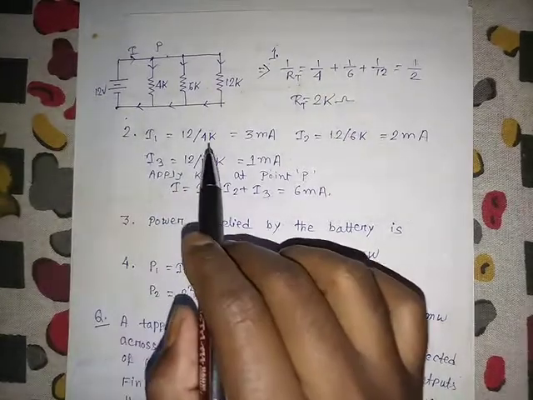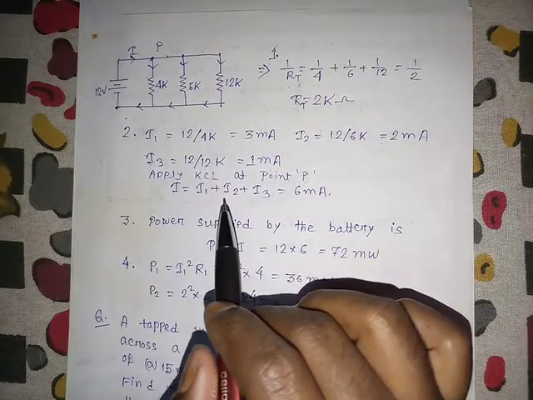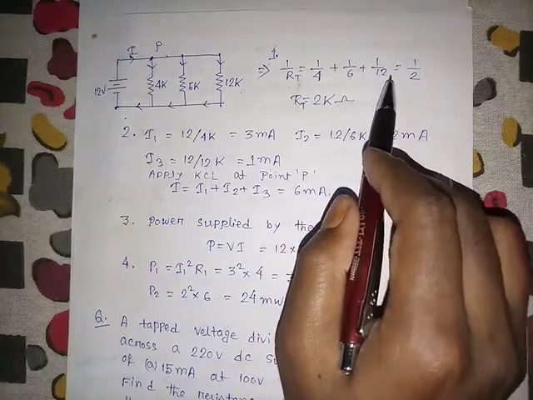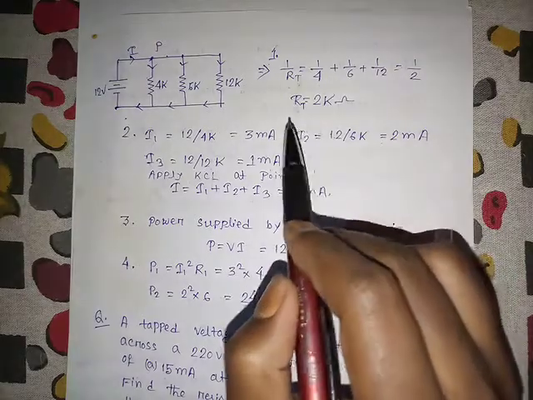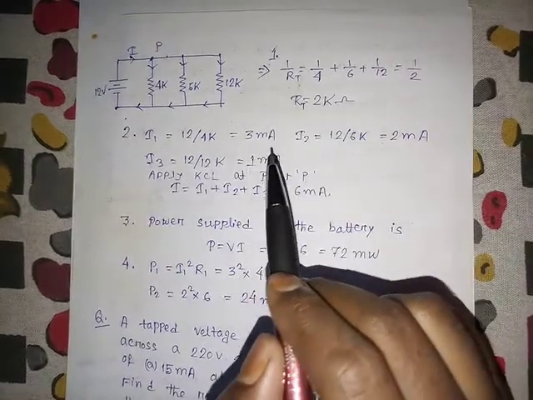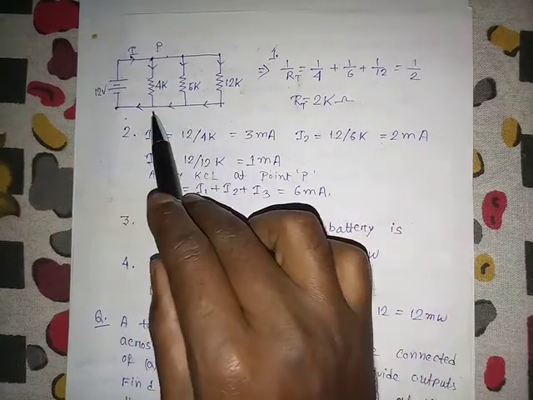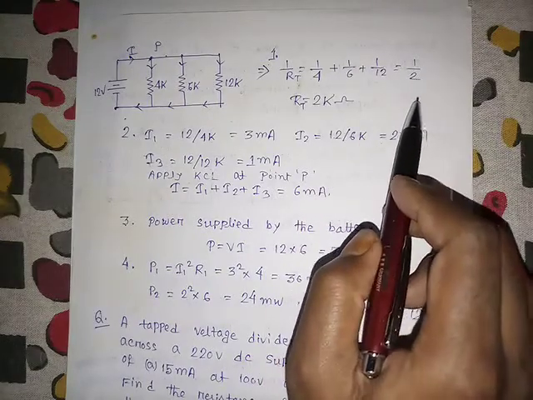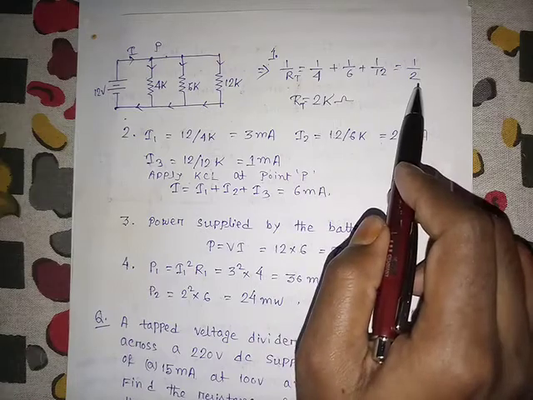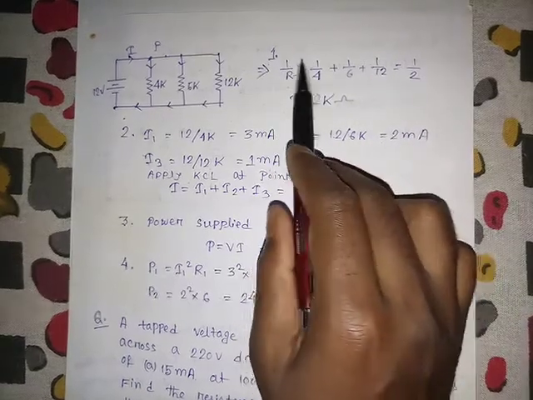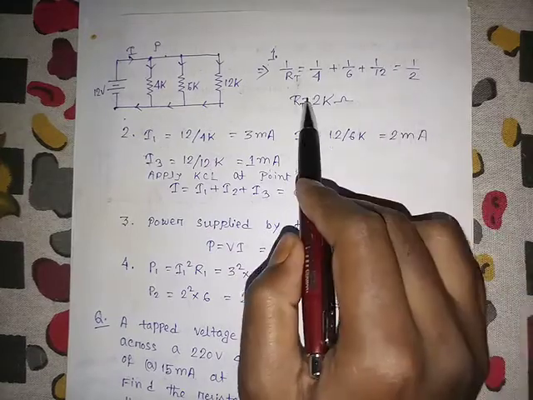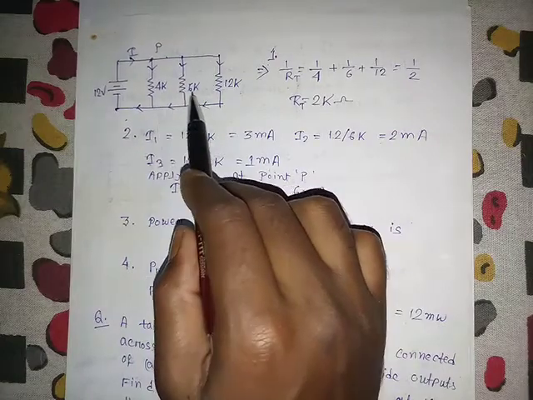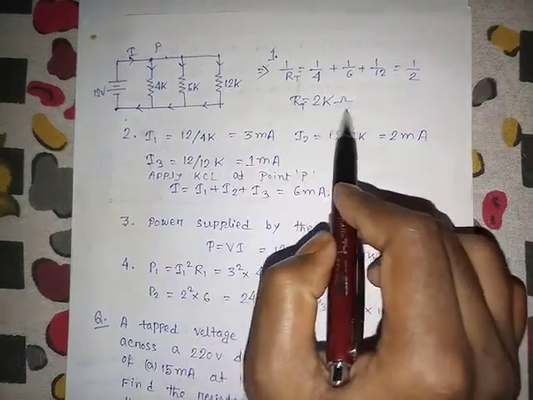So we know the combined resistance formula for parallel connection: 1 by RT equals 1 by R1 plus 1 by R2 plus 1 by R3 plus and so on up to 1 by Rn, where n is the number of resistances. In our case it will be 3. So we take 1 by 4, 1 by 6, 1 by 12, and after calculating this we get half. So 1 by RT equals half, RT equals its inverse, that is 2, and since all three resistance values are in kilo ohm, the answer is 2 kilo ohm.